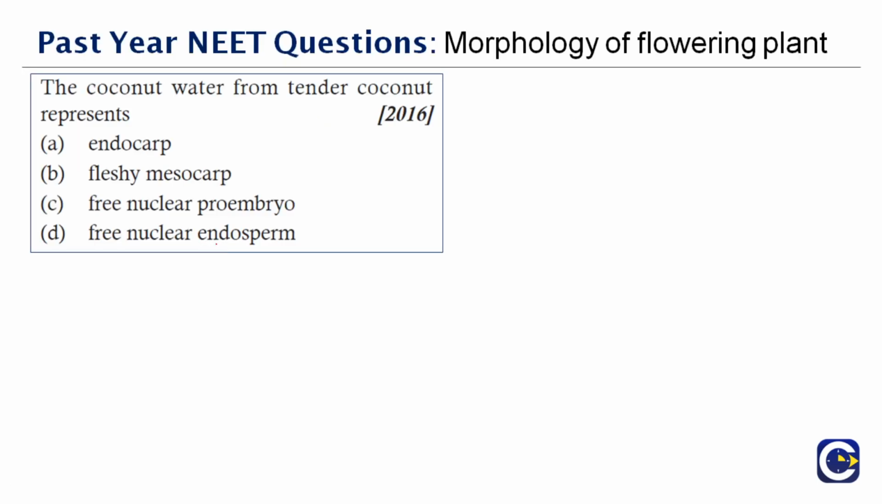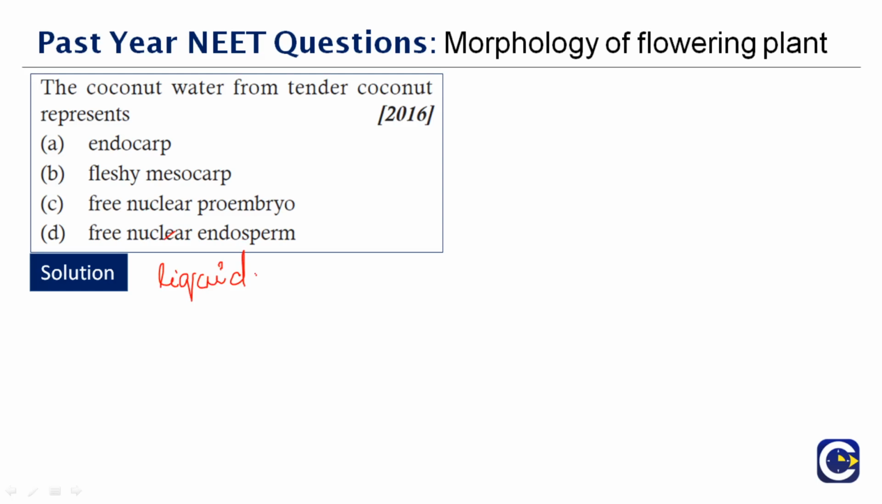Okay, the coconut water from tender coconut represents dash. Easy question because we already saw it in part 3. Okay, can anybody tell me what it is? See, coconut water is a liquid, right? Do you all agree with that? It's a liquid. And that too, it will be inside the young green coconut fruits of the coconut palm.